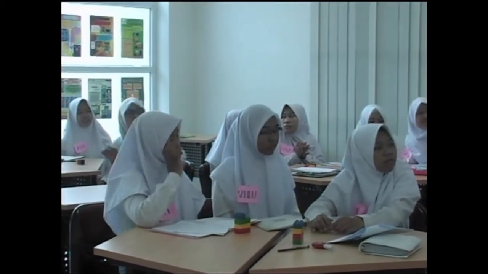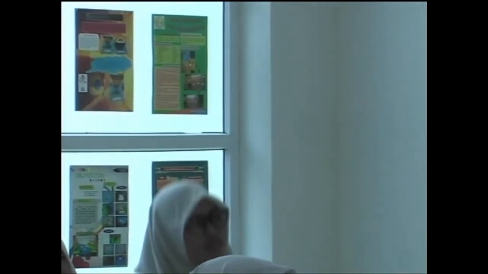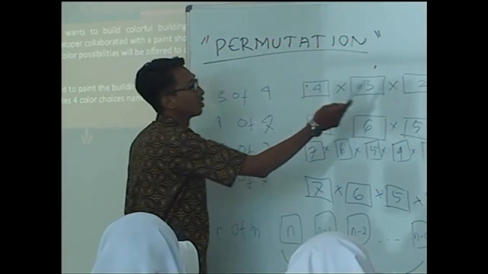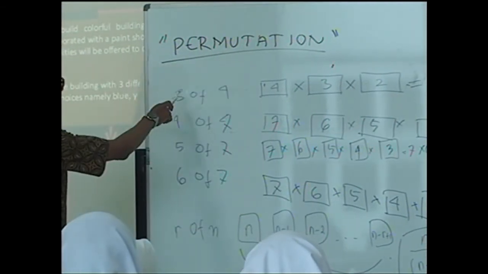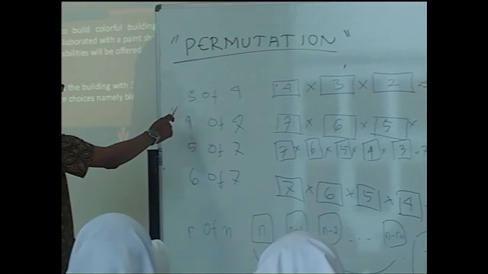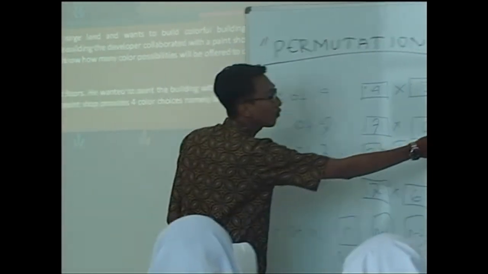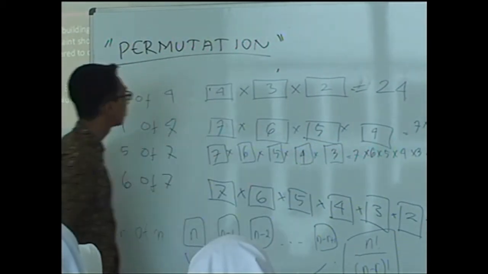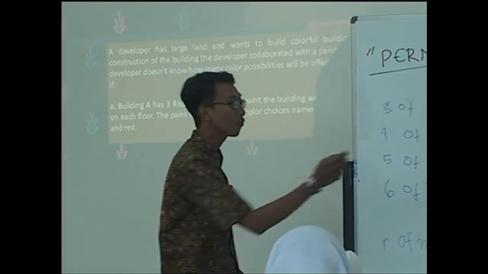Okay. Sir, my group's answer for the last box is N minus R. Yeah. Why? I think you should check the 3 of 4. We have the last box is 2. It's from 4 minus 3 plus 1. So we have 2. And then the next one is 4 of 7. We have 4 in the last box. And 4 comes from 7 minus 4 plus 1. So we have 4 in the last box.